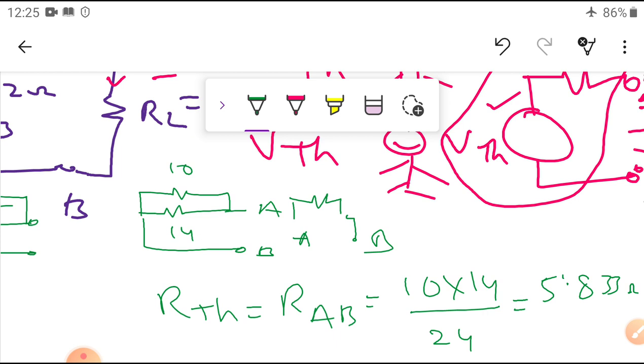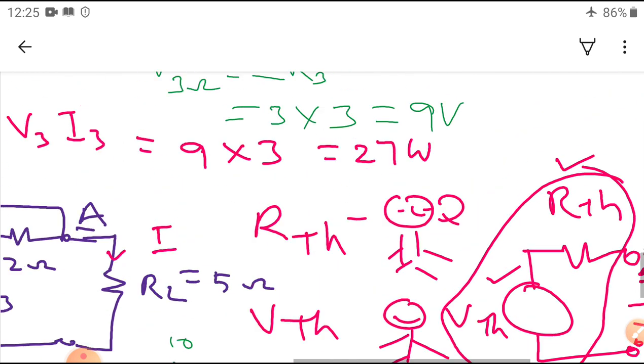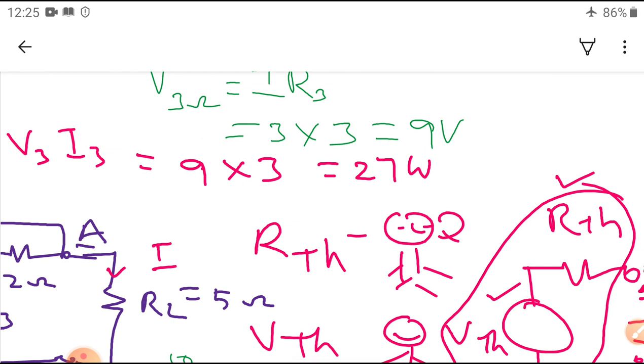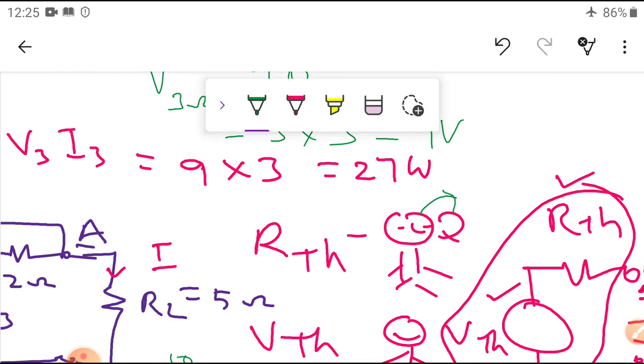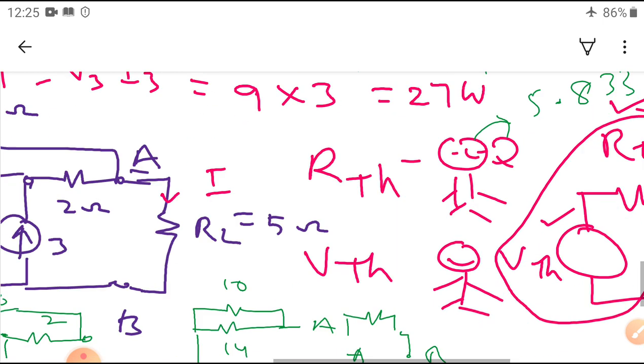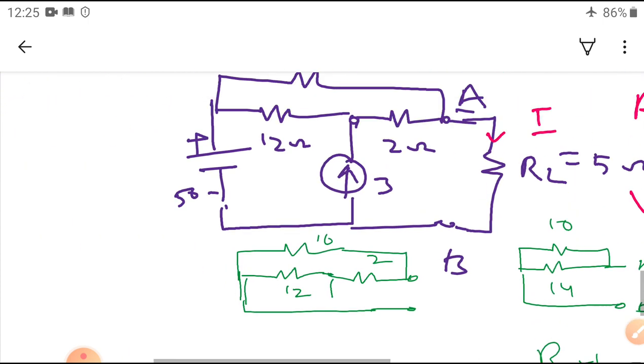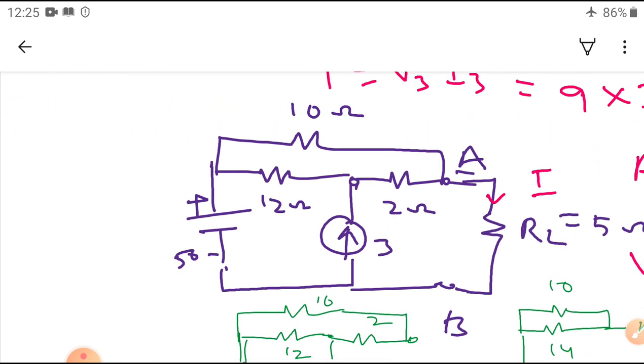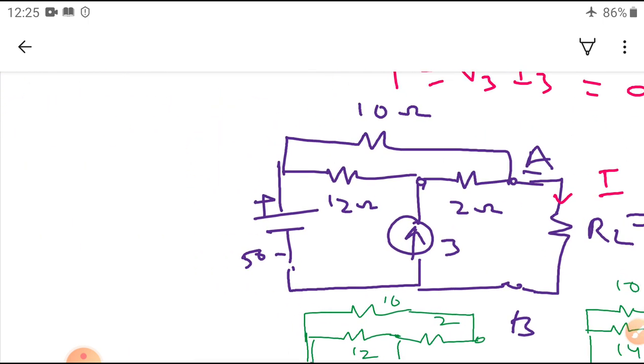We got our mother. Okay, so where is our mother? So this is my mother. I got it. What is the value? 5.833 ohms. Okay, R Thevenin, you found it. Similarly, now find your father, that is the V Thevenin. So from the basic circuit, this is the basic circuit, na? Now you calculate the basic circuit.